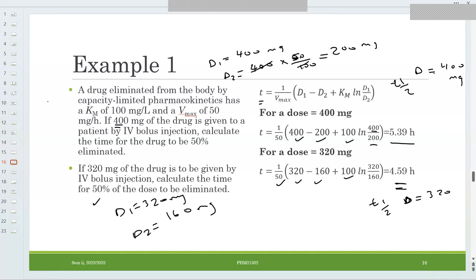So it is 4.59. What happened when we increase in this saturable metabolic pathway, or capacity limited? If you increase the amount of drug in the body from 320 to 400, the T-half increased from 4.59 to 5.39, meaning the elimination rate decreased. So here you can see that T-half changed and the elimination rate also changed with the increase in the amount of drug in the body.